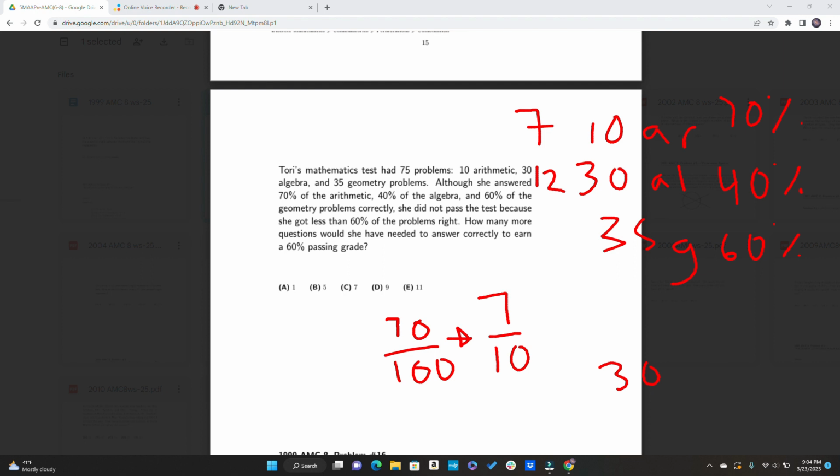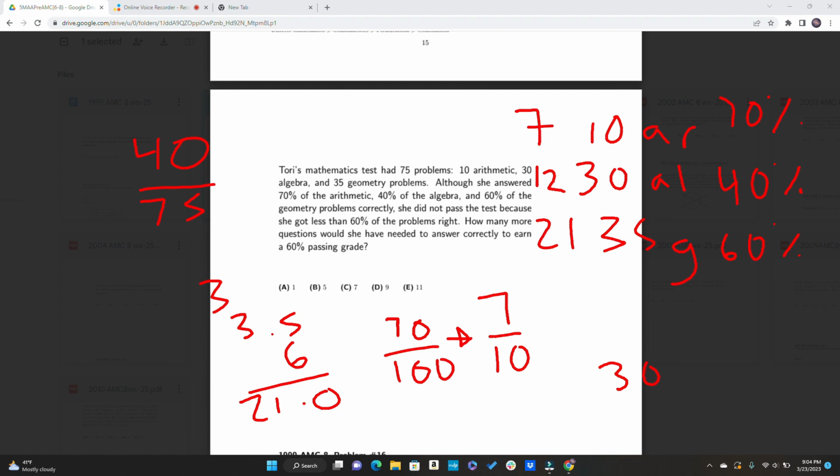And 60% of the 35 geometry questions. So we can divide by 10 again. Divide the 35 by 10, 3.5 to get 10%. Multiply by 6 to get the 60%. That's 21 questions. Okay, so that means that Tori got 7 plus 12 plus 21. That is 40 of the total 35 plus 30 plus 10, 75 questions correct.